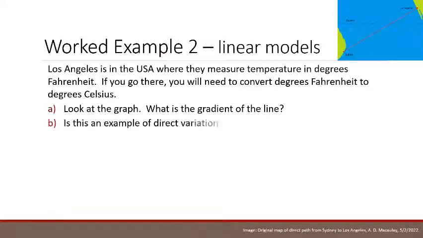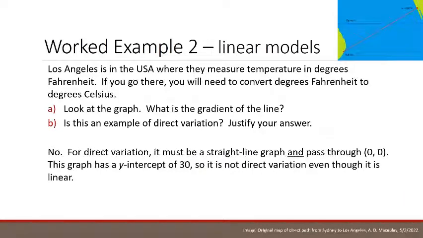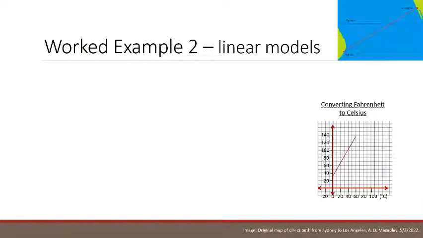B, is this an example of direct variation, as we saw in worked example 1? And justify your answer. Well, no, it's not. For direct variation, it must be a straight line graph and pass through (0, 0), the origin. This graph has a y-intercept of 30 or thereabouts. So it's not direct variation, even though it is linear. So it's a linear relationship with a straight line, but not direct variation. And you can see this on the graph here.